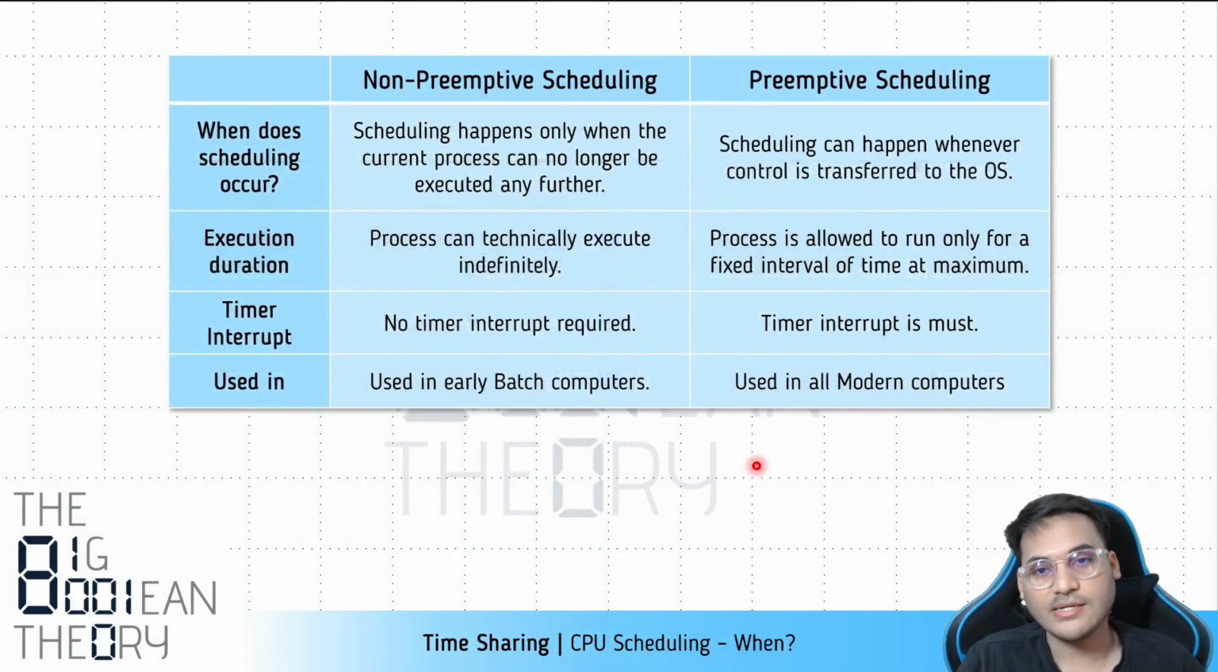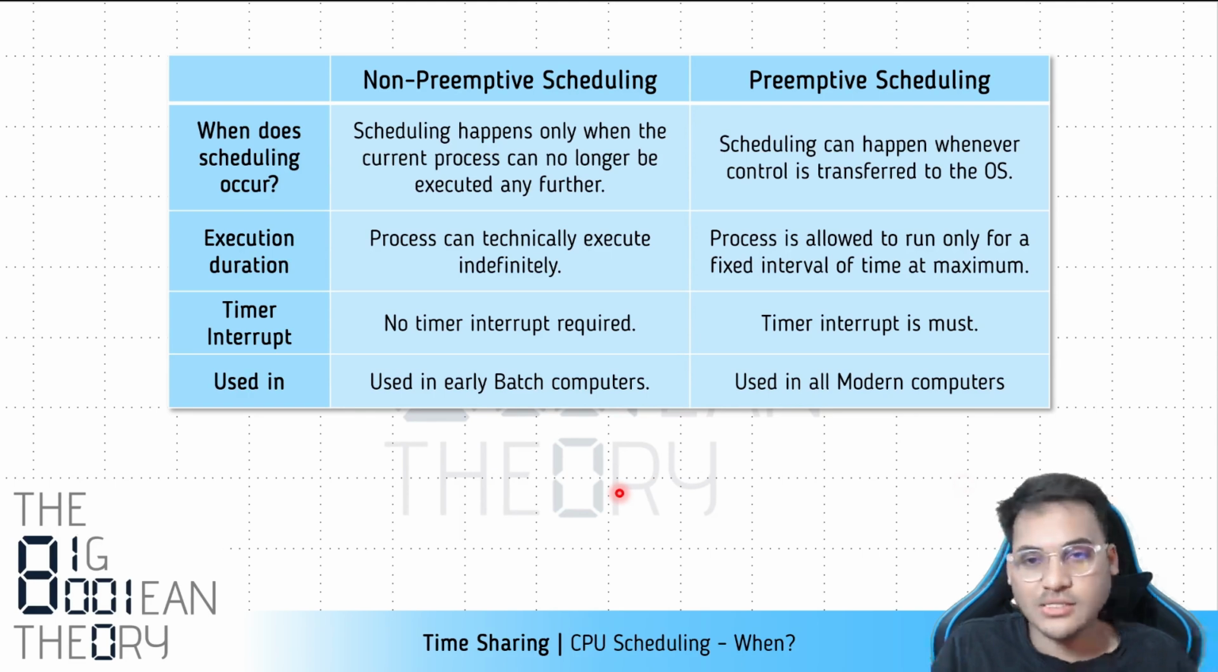So now let us discuss the differences between non-preemptive scheduling and preemptive scheduling in more detail. We'll see some more points. The first point we already talked about, right? In these two policies, there is a basic difference in when scheduling occurs, right?